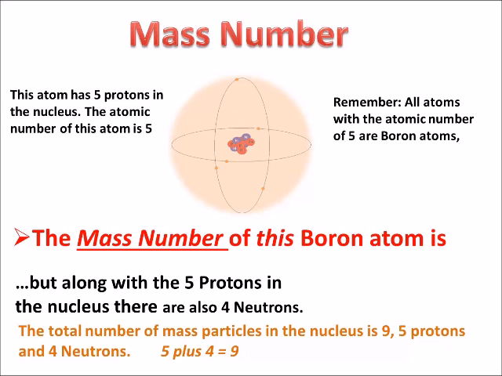The mass number of this boron atom is 9. Why? Because there are 9 mass particles in the nucleus. 5 protons and 4 neutrons. And that's what gives it a mass number of 9.